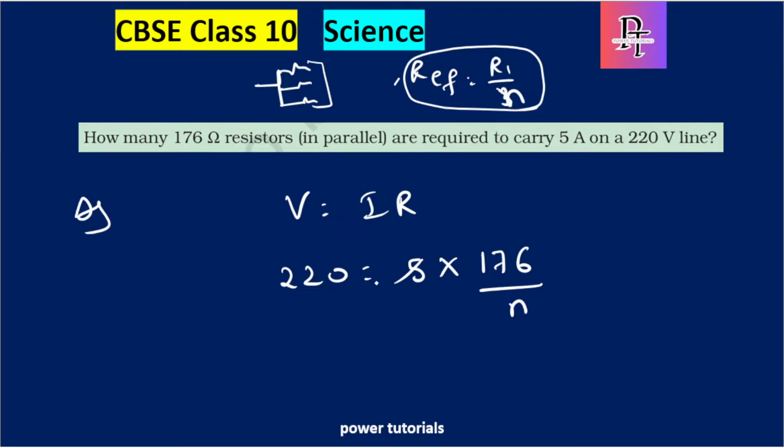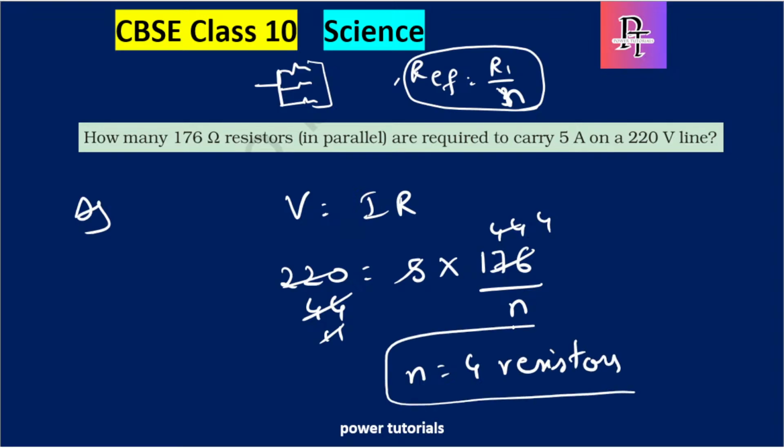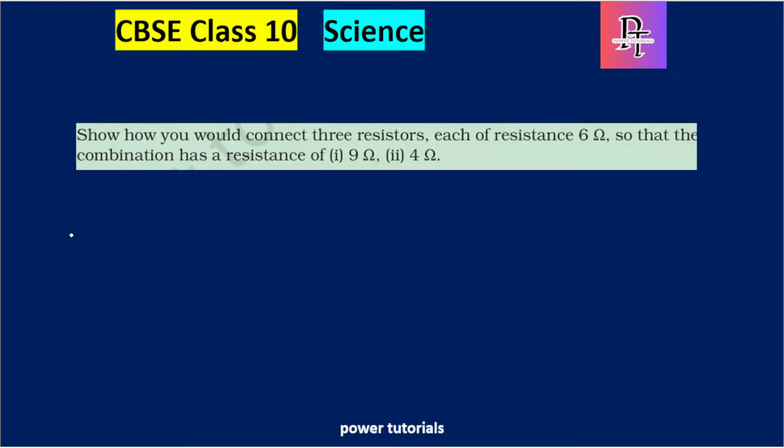Okay, so 5 ones, 5 4s are 20, so 4 11s are 44, 4 4s are 16, 11 ones, 11 fours. So simply the N value is 4 resistors. So we need 4 resistors of 176 ohms in parallel to carry a current of 5 amperes. Okay, so let's move to the next question.